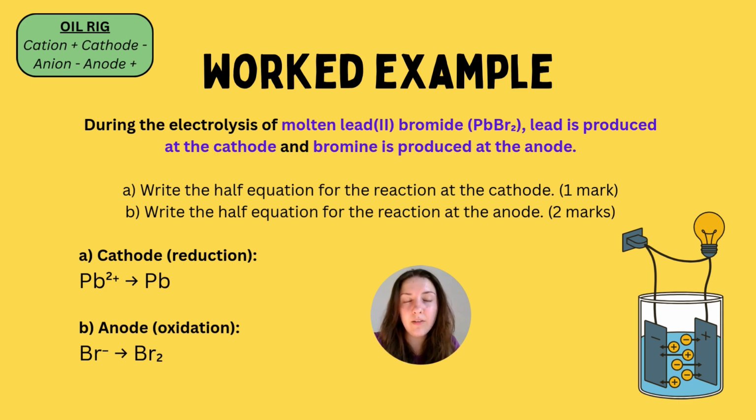So we know that the lead ion is creating a lead atom. We can see in the question it says molten lead-2 bromide. So Pb is the symbol for lead. 2 plus comes from the lead-2. So that's the first clue. That's why I've written that there. And we know that it goes to make lead. So that's what I've written, as you can see in part A.